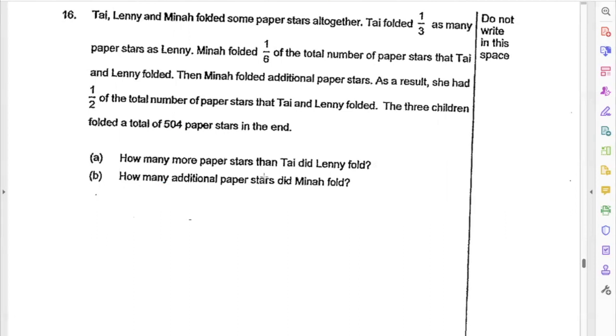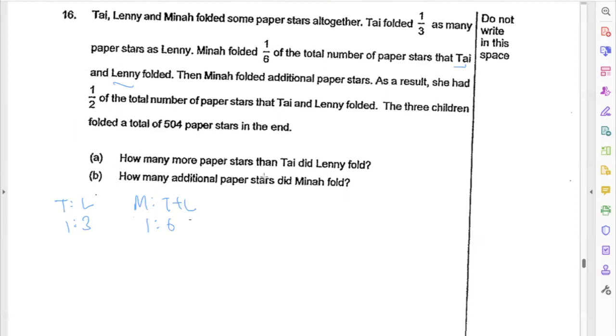Okay, let's continue. Let's record it sentence by sentence. A lot of information, but if you record the statements sentence by sentence, using ratio. So Thai folded 1/3 as many stars as Lenny. That's easy. Thai to Lenny is 1:3. Mina folded 1/6 of the total number of paper stars. 1/6. So this is Mina. 6 is Thai and Lenny. So this is Thai plus Lenny.